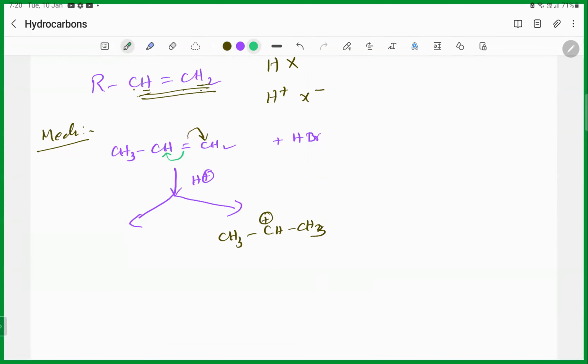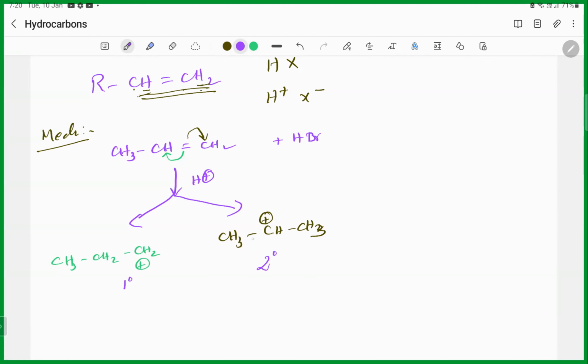Suppose it goes like this, it becomes CH3CH2 minus and CH2 plus. So what will happen? This minus will take the H plus, and this becomes CH2. So CH3, CH2, CH2 dot. Now look at the carbocation. It's a primary carbocation because the carbon which bears the positive charge is attached to one carbon.